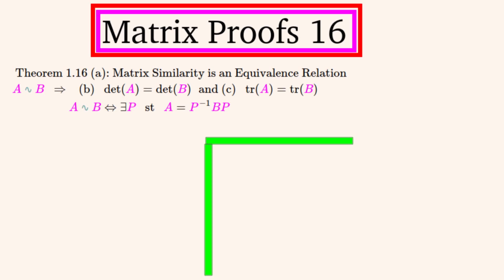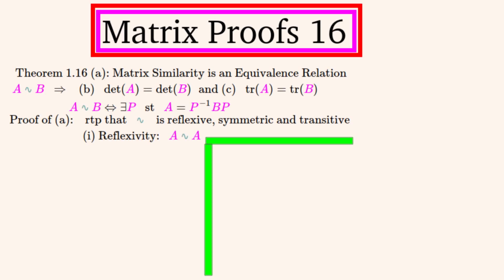And this is the definition of matrix similarity. There will be a matrix P that will multiply on matrix B like this to give matrix A. This sort of multiplication is called conjugation. So now to prove part A, that matrix similarity is an equivalence relation. This is done by showing these three things, that it's reflexive, symmetric, and transitive.